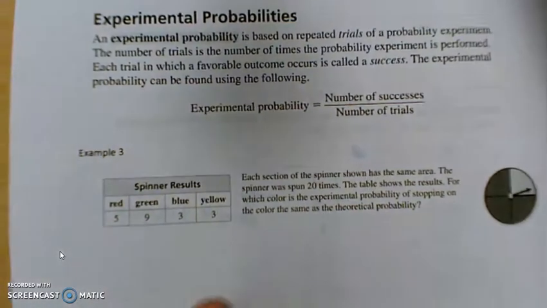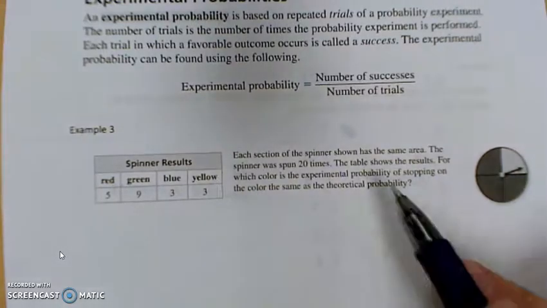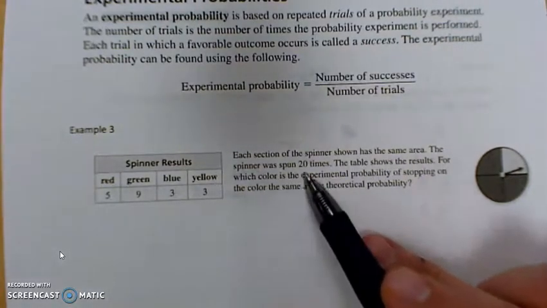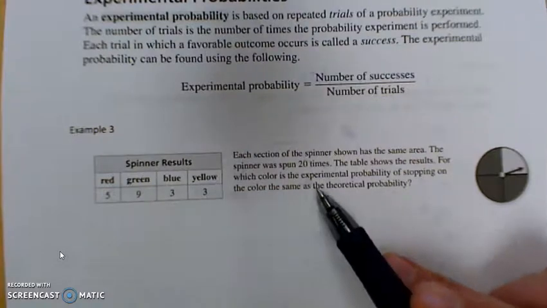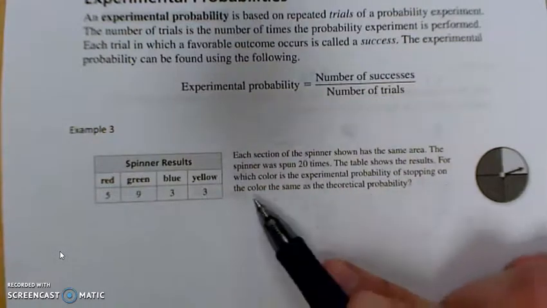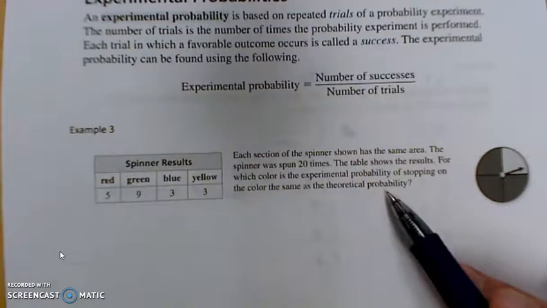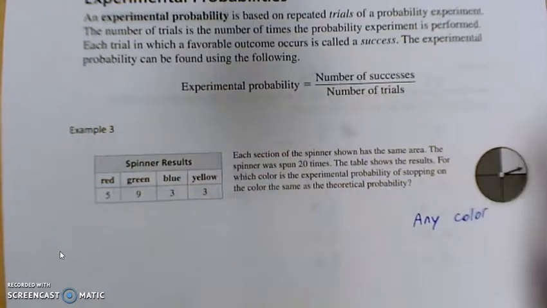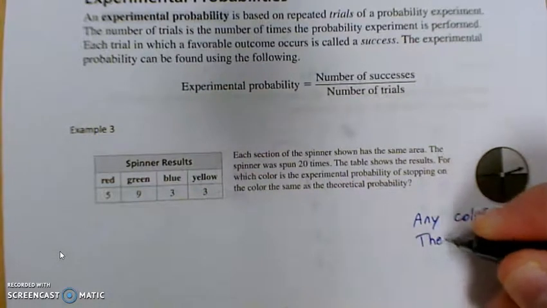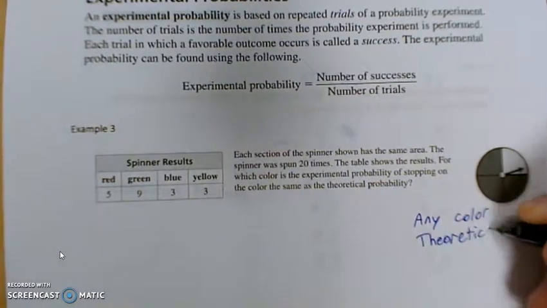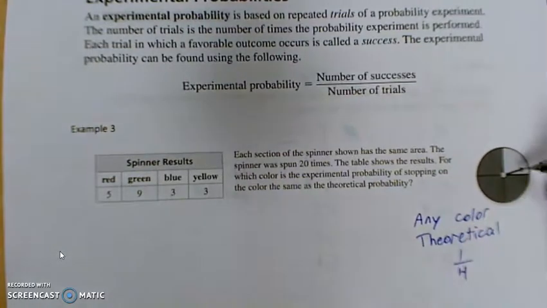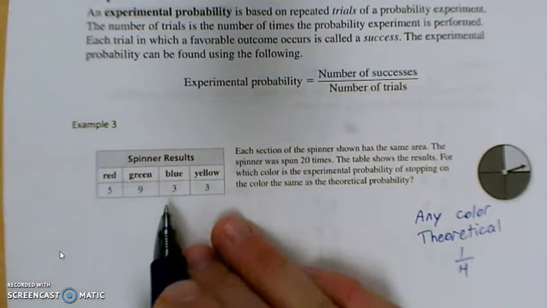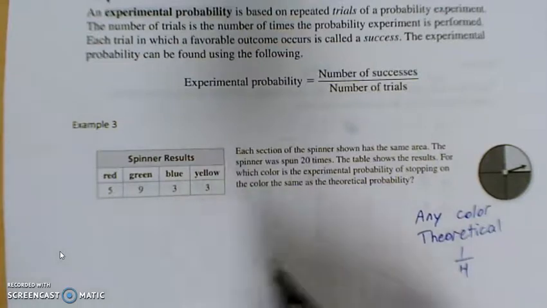So in example 3, each section of the spinner has the same area. The spinner was spun 20 times. The table shows the results. For which color is the experimental probability of stopping on the color the same as the theoretical probability? For any color, since all the colors have the same area, the theoretical probability would be 1 out of 4, because there's a 1/4 chance you land on any of the colors. Over here, they've actually performed the event and recorded data to take a look at it.